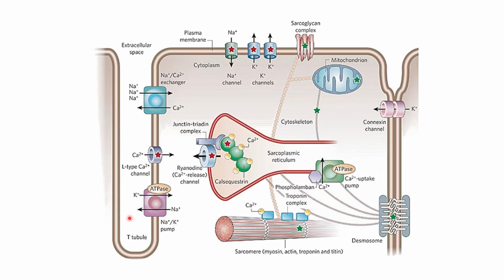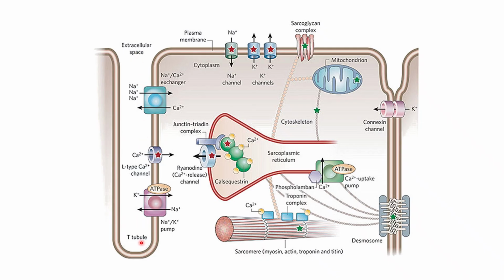Now, here we are looking at the complete process of excitation contraction coupling, the vital link between the heart's electrical signals and its mechanical contraction. Let's trace the sequence carefully from left to right. When an action potential travels down the cardiac muscle fiber, it spreads into the T-tubule.